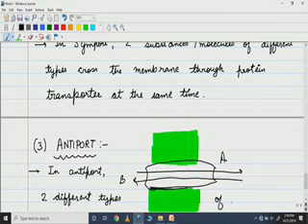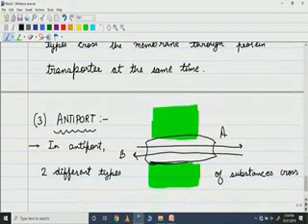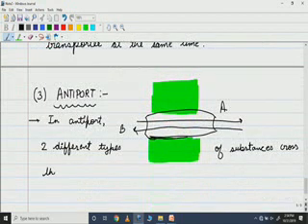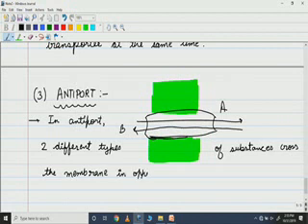Substances cross the membrane in opposite directions at the same time. This is called antiport. Okay. So this is about diffusion.